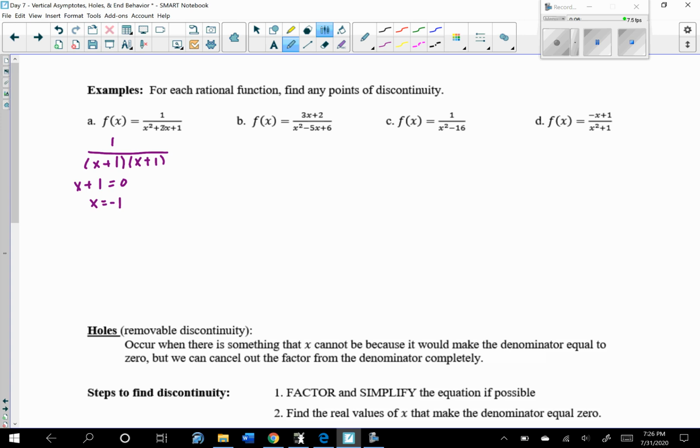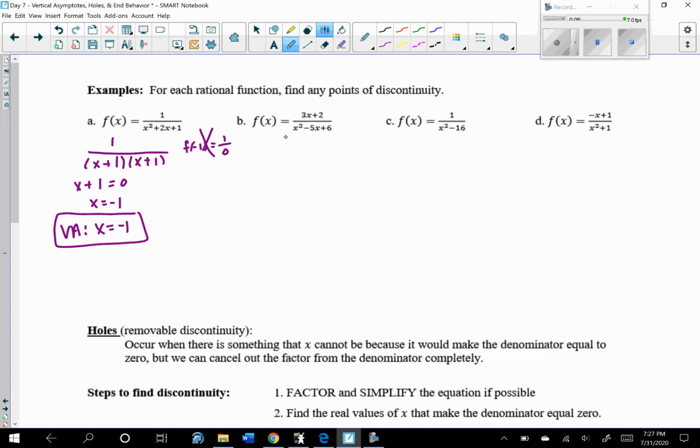If I plug -1 in for x, that means I would get 1 over 0. And so f of -1, 1 over 0, we can't have, right? That's undefined. So that means we have a vertical asymptote at x equals -1. Then for the next one, we're going to do the same thing. So let's go ahead and factor.